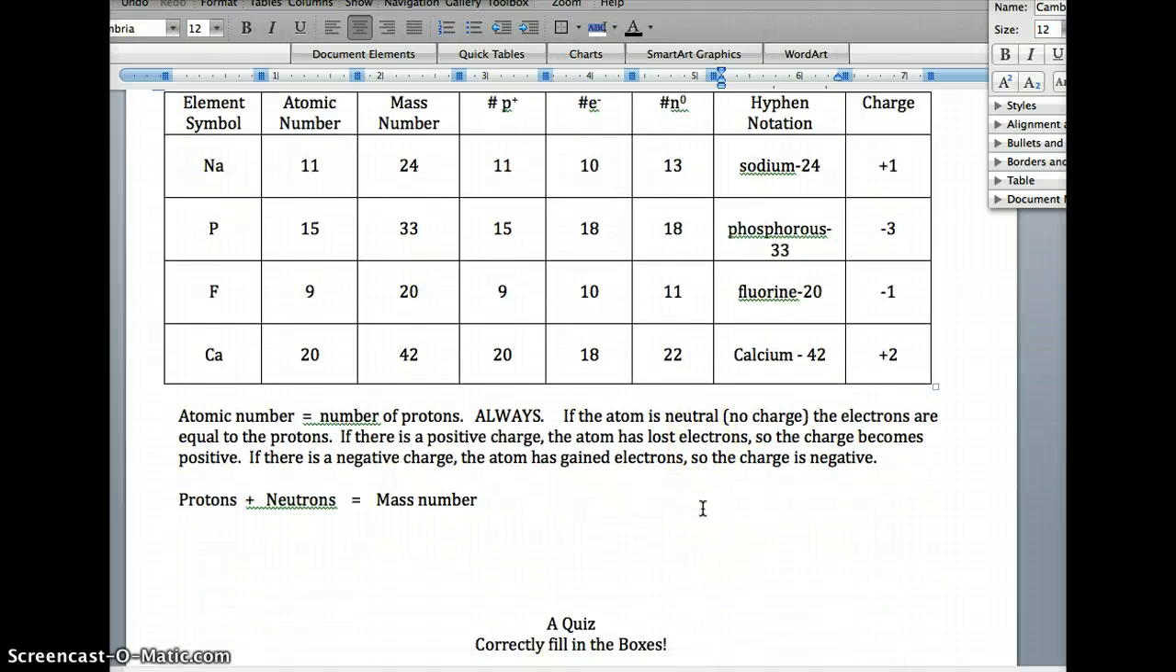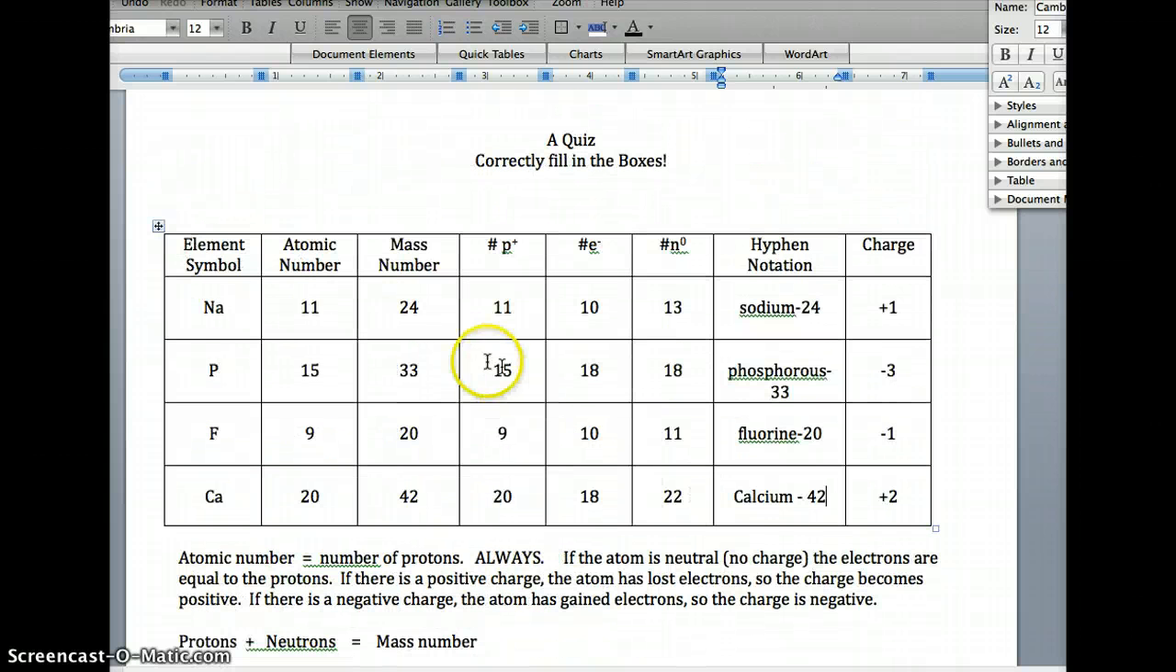That's the end of that quiz. The logic is the same on the other ones, so I'm just going to run through this one.